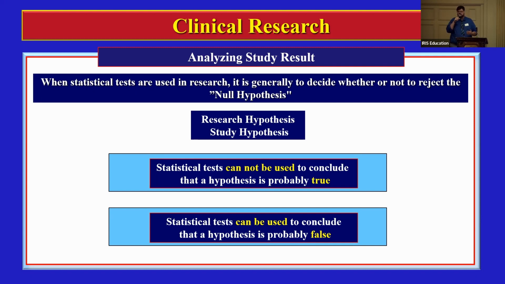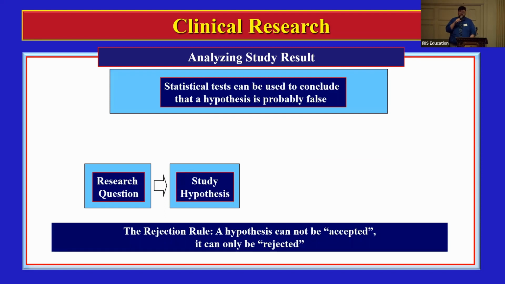The reason we do this is because it's very difficult to prove something is true, but it's much easier to show that something is very, very unlikely. If you think of the term innocent until proven guilty, that's kind of how we treat statistical tests as statisticians. So we can only use statistical tests to show that hypotheses are probably false.